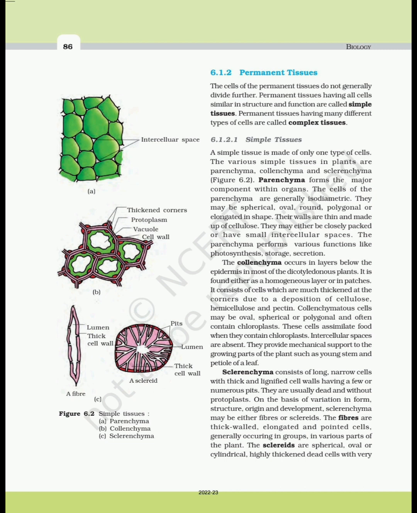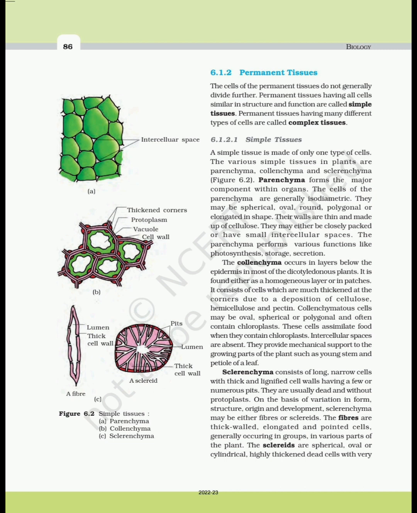The collenchyma occurs in layers below the epidermis in most of the dicotyledonous plants. It is found either as a homogeneous layer or in patches. It consists of cells which are much thickened at the corners due to a deposition of cellulose, hemicellulose and pectin. Collenchymatous cells may be oval, spherical or polygonal and often contain chloroplasts. These cells assimilate food. When they contain chloroplasts, intercellular spaces are absent. They provide mechanical support to the growing parts of the plant such as young stem and petiole of a leaf.